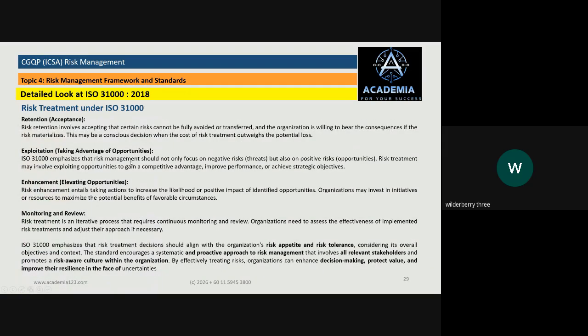Retention is ultimately that you accept whatever is left. You can also mitigate the risk by taking out insurance from a third party, so that in case there is an accident or you face a loss, you will be reimbursed. That is sometimes the easiest way.